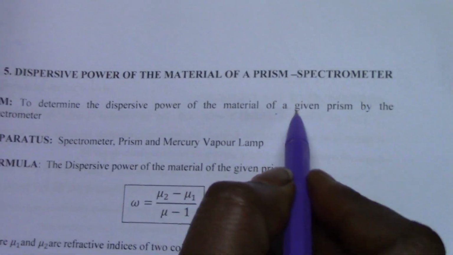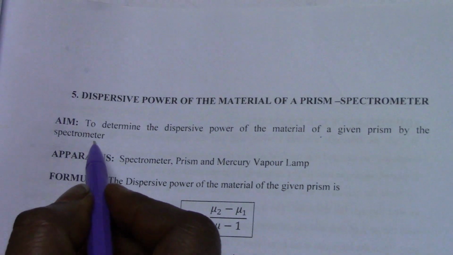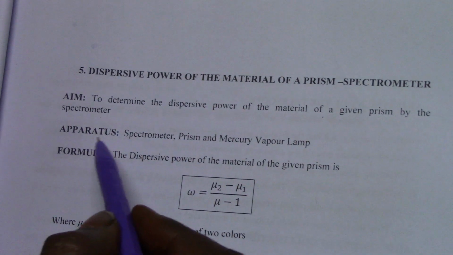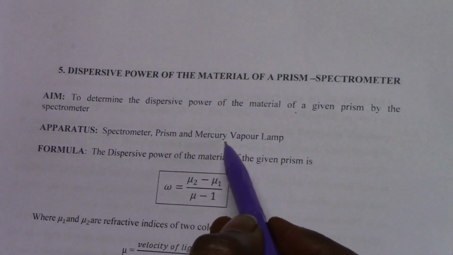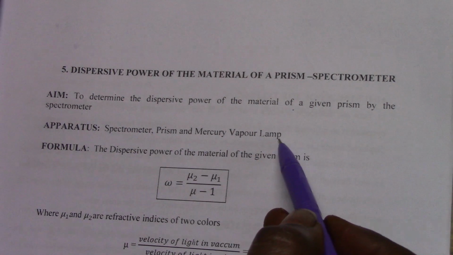Welcome to a session on dispersive power of the material of a prism using a spectrometer. Today our aim of the experiment is to determine the dispersive power of the material of a given prism by using a spectrometer. To do this experiment in our lab we are using the apparatus: spectrometer, glass prism and mercury vapor lamp, which is kept inside the wooden box.